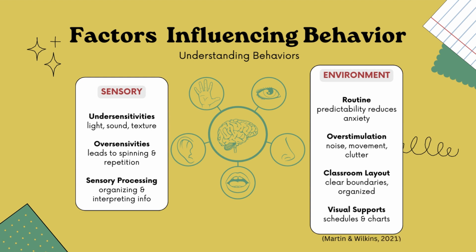Some factors that influence the behavior include sensory factors. This could be undersensitivities, oversensitivities, and sensory processing. So this could be to lights, sounds, and textures. It could cause them to spin or repeat things. And it could also affect their organization and interpreting information.